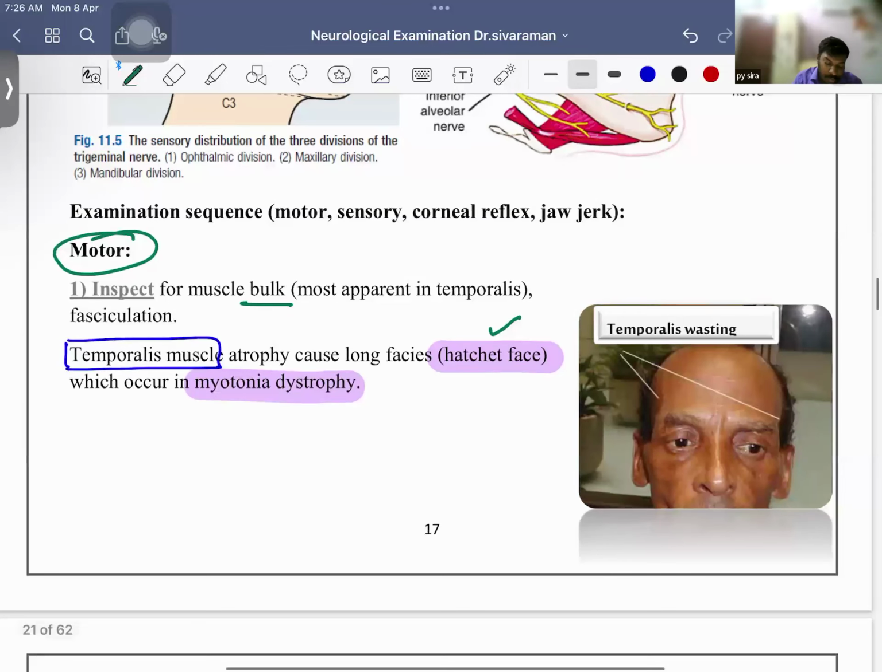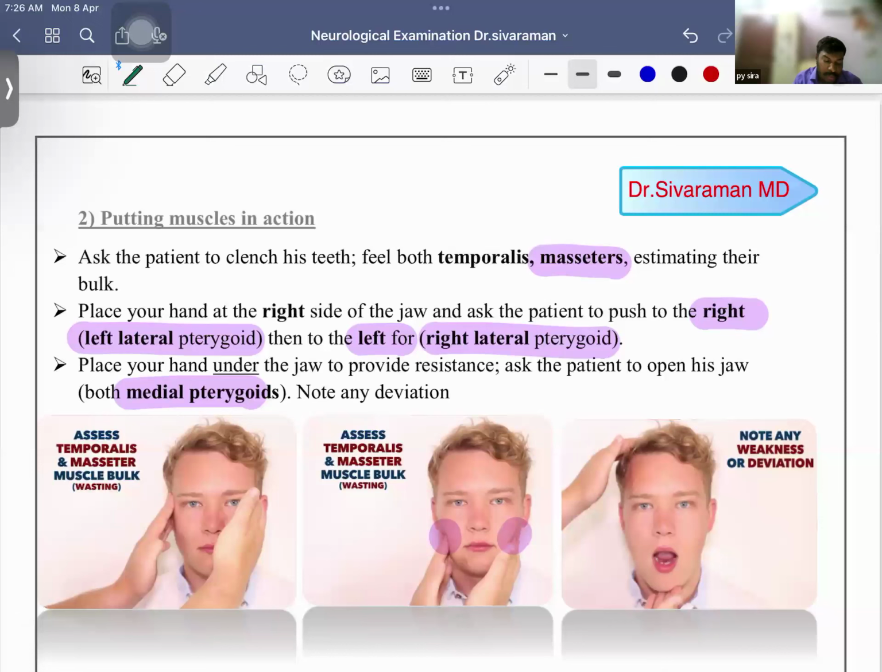Then putting the muscles into action. Place your hand at the right side of the jaw and ask the patient to push right. This is for the left pterygoid muscle. If you put the hand on the other side and tell the patient to push towards the left, then you are checking the right pterygoid.